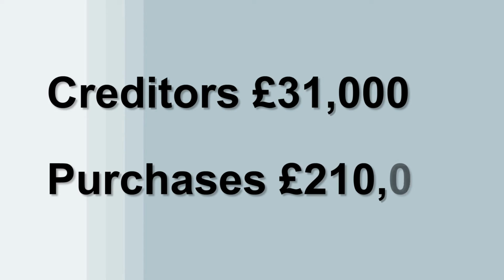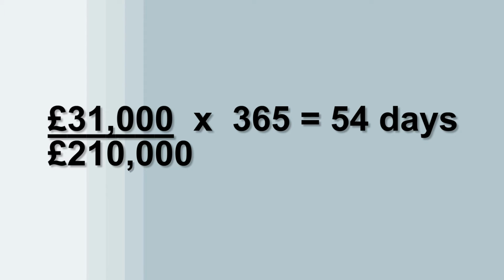So let's look at an example here, and you may want to get out your balance sheet and plug your numbers in. But let's take this example. Let's assume you've got creditors of £31,000. You've got purchases of £210,000. So the calculation is 31,000 divided by 210,000 times 365 equals 54 days. So that's 54 days on average it took in that year to pay off your creditors.